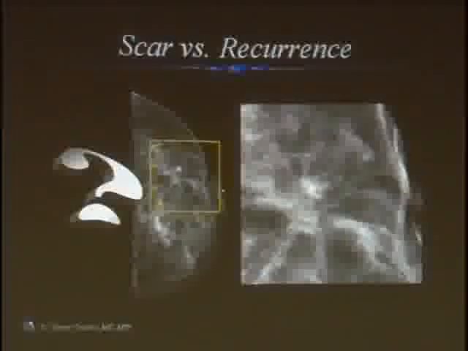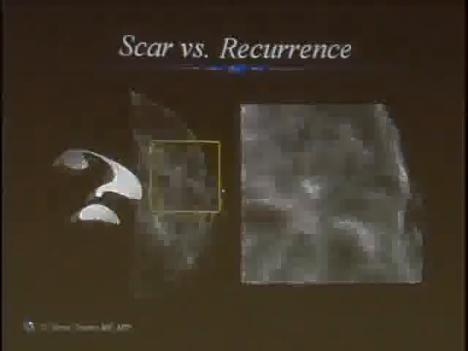And guess what? Before breast MRI, every single one of these women went to another biopsy. Oh my gosh, we carved out more. Oh my gosh, even more scarring. Oh my gosh, the mammogram becomes useless. Now, we don't do this. This is where MRI shines.